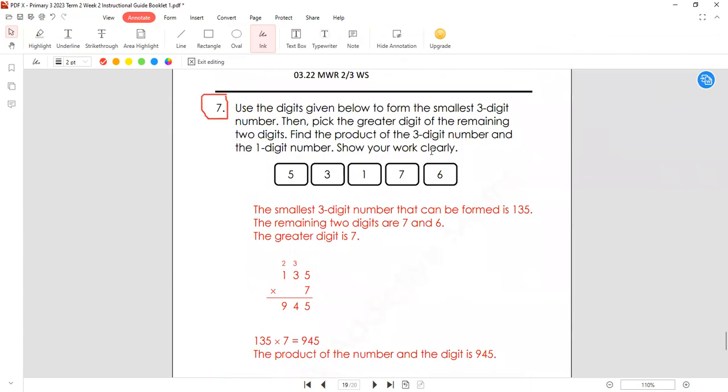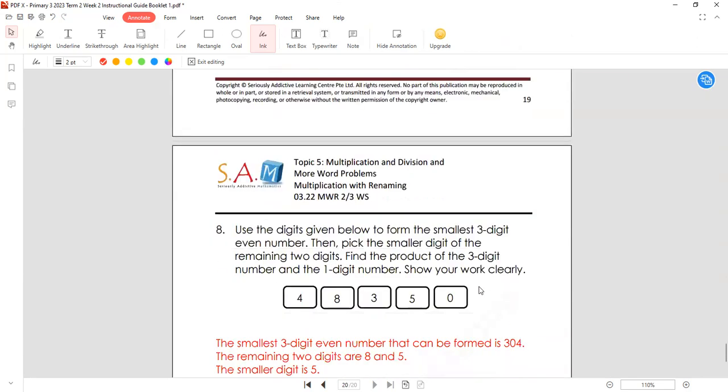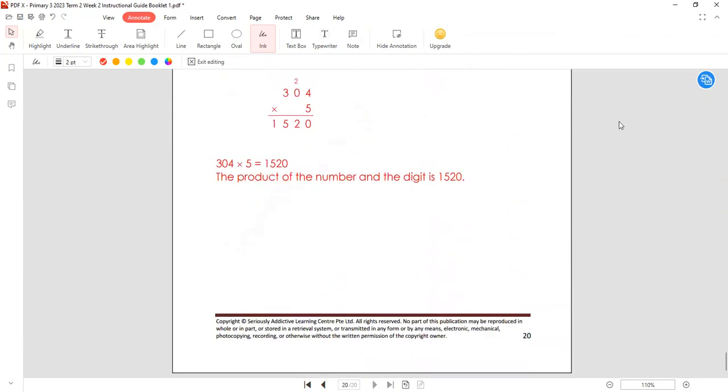Okay, so for this, they should cross out, use the digits given below to form the smallest 3-digit number. So smallest 3-digit number would be 1, right? Next smallest 3, next smallest 5, right? Get them to cross out so it's easier for them. So they know it's 1, 3, 5, and then pick the greater digit of the remaining 2 numbers, which is 7, right? Multiply 7. So as long as they understand this, that's fine. Okay. And then that's it for this booklet. Let's move on to the next one.